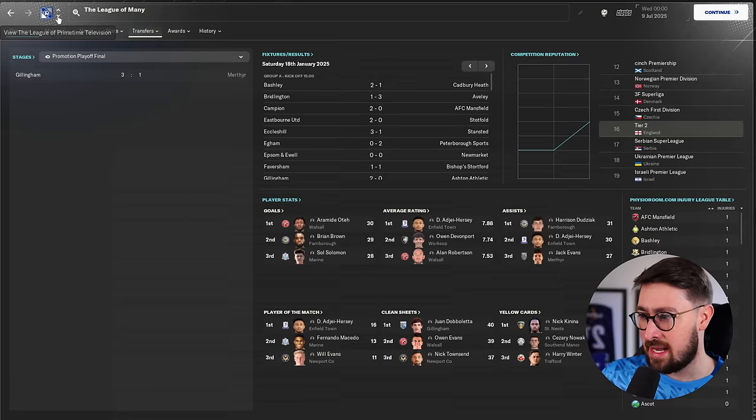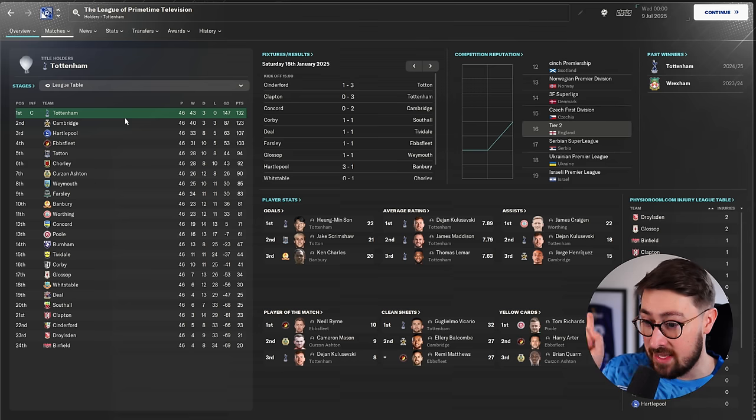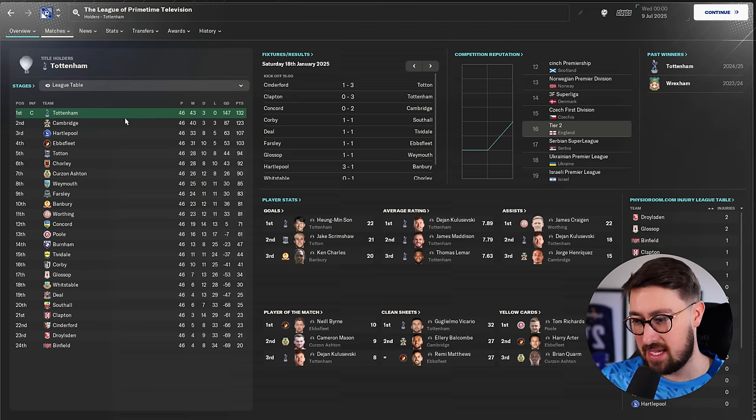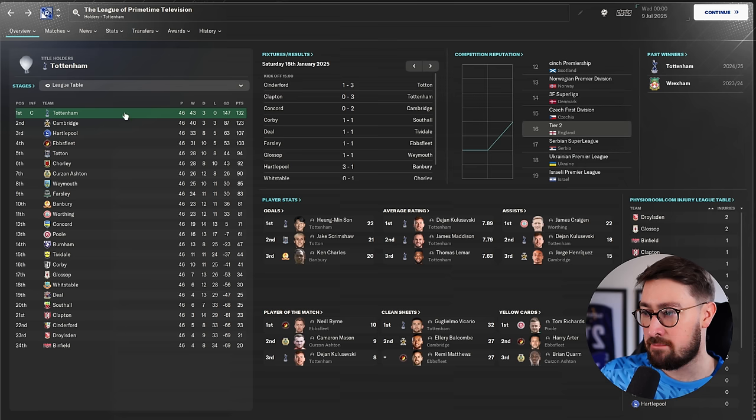We've got the League of Many, which has been won by Gillingham. Spurs have won the League of Primetime Television. Now, this means, so they get relegated to here, they must have loads of money now. 1.1 billion, and again, that might not have been updated yet, but with all that money that's come in, and just still there, by the way, they're going to go back to the Premier League. Maybe Spurs could do all right in this, because with some of the other teams in there, they might go and win that Premier League, mightn't they?